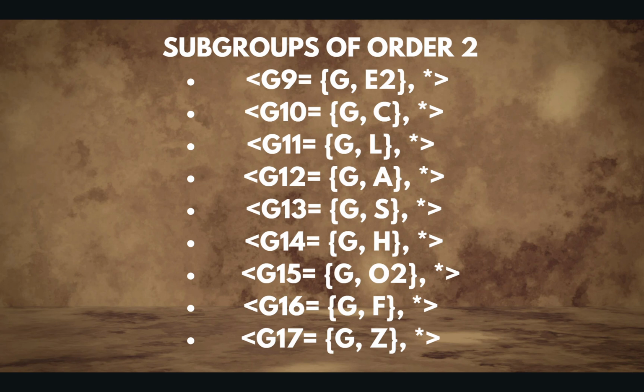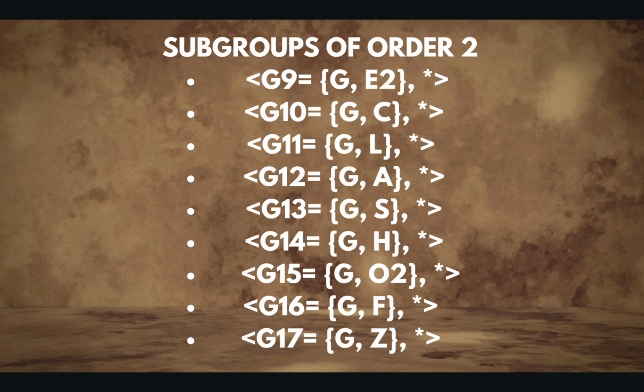Subgroup G11 is equal to G, L. Subgroup G12 is G, A. Subgroup G13 is G, S. Subgroup G14 is G, H. Subgroup G15 is G, O2. Subgroup G16 is G, F. These are the subgroups of order 2.